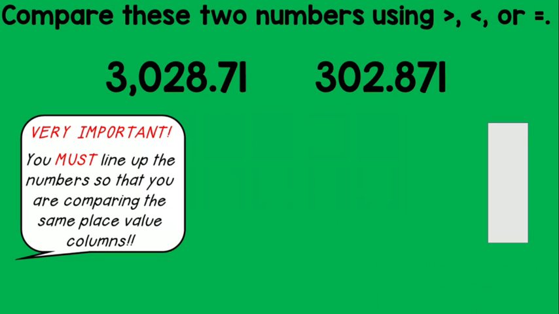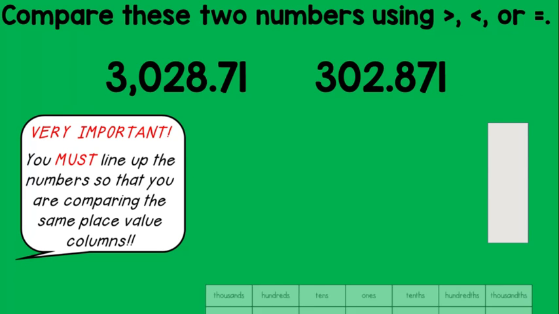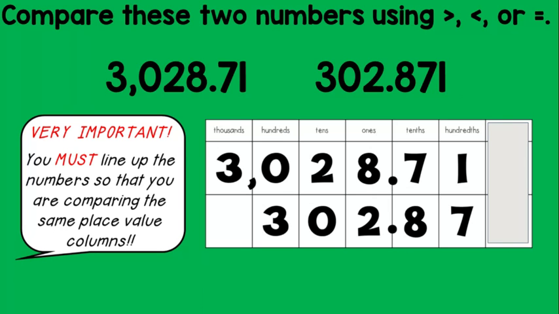Compare these two numbers using the greater than, less than, or equal to symbol. We've got 3,028 and 71 hundredths compared to 302 and 871 thousandths. Oops, I forgot to take this one out. I tried to cover it up here. Well, we're going to pretend that this thousandth isn't there. We've got 3,000.